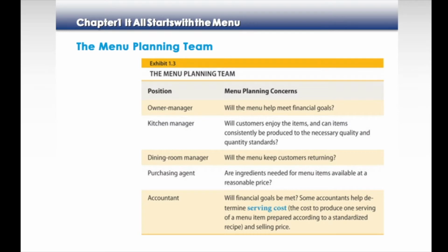Now, these are 1, 2, 3, 4, 5 groups of people, but sometimes these can be the same people. These can be the owner manager and the dining room manager and the accountant and the purchasing agent could all be one individual. The kitchen manager and the purchasing agent can be one individual. So it's just duties and assignments within that, really.